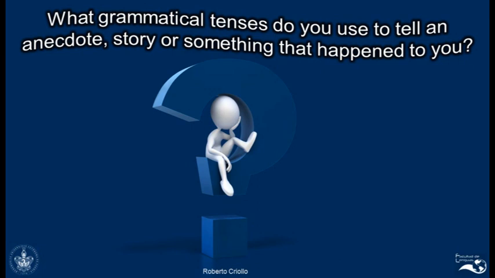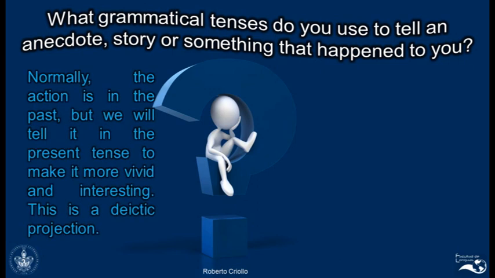So normally you would think that because the story happened in the past, and in a way it's far from you because it's not in the present time, the truth is that we're going to use the present tense to tell our anecdote or story, because when we move it to the present time, the story becomes more vivid, more interesting, or funnier. And this is something that we call a deictic projection. We bring something from the past into the present time so that our interlocutor can be more interested in the things that we say.